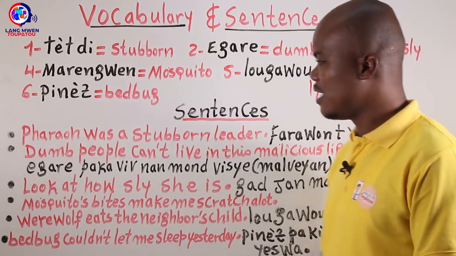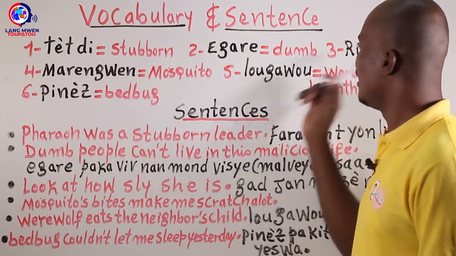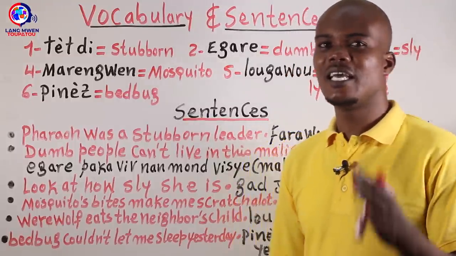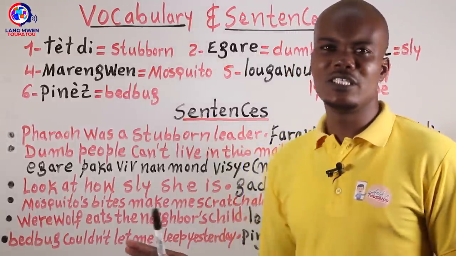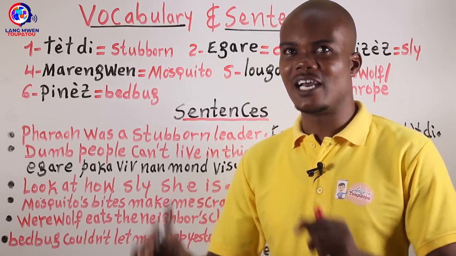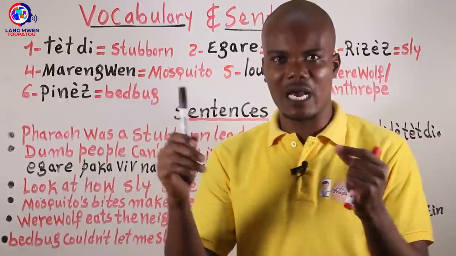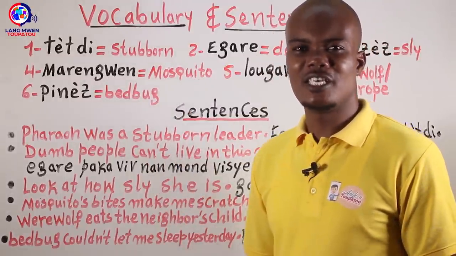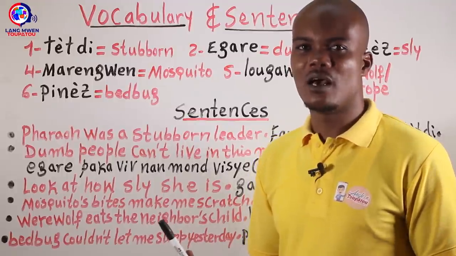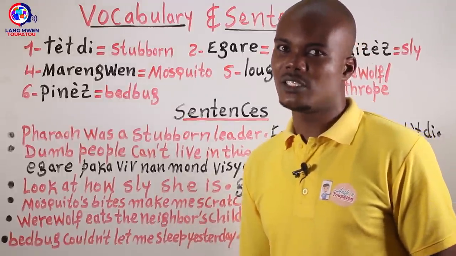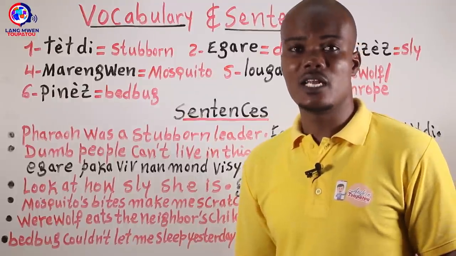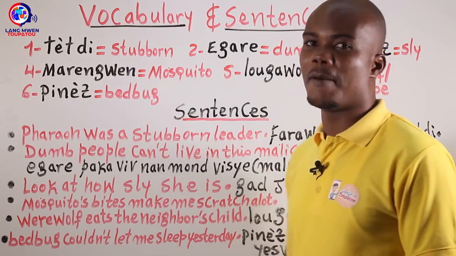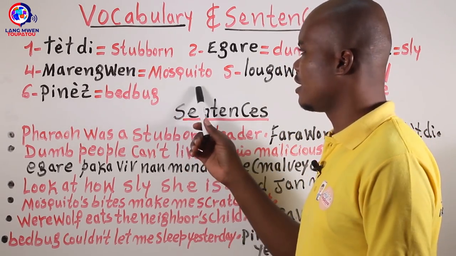Next vocabulary is maringouin. You say mosquito. Mosquito. Can you repeat after me? Mosquito. Yes, mosquito. Good.